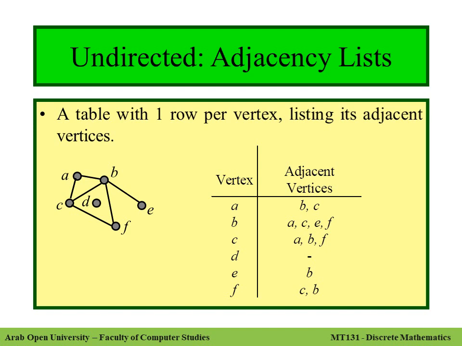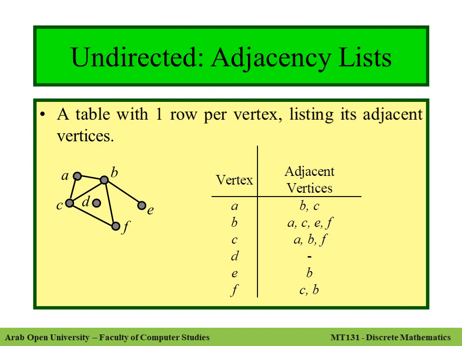Starting with an adjacency list, it's just a table. Here is an example of a graph. It's a simple table that has 2 columns. In the first column you list the vertices of the graph. In the second column to the right, you list all the adjacent vertices. For example, A is adjacent to B and C. Next to A we list B and C. B is adjacent to A, C, E, and F, so we just list them to the right.